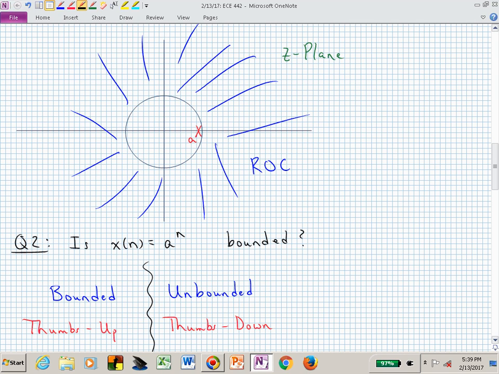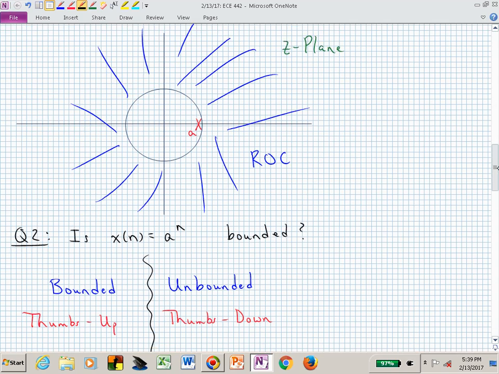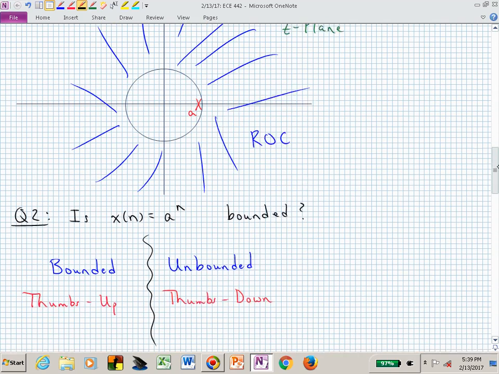It's a little unclear which thumbs are where, but they may need to be sideways, actually, because it depends, doesn't it? It really depends on where A is. A could be less than 1. Well, this circle is not the unit circle. I thought I made it clear.